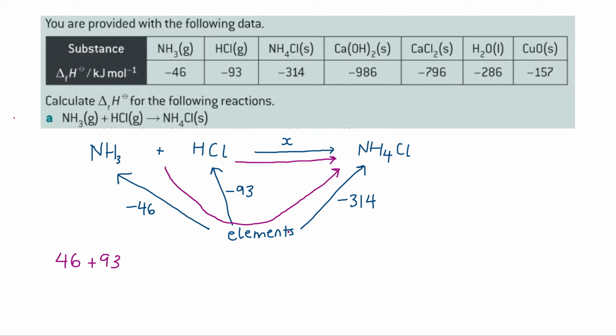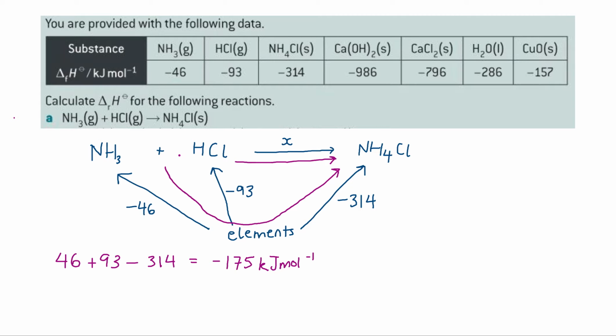From my elements, I now want to get to my product over here. So I'm going to go in the same direction as this blue arrow here. If I'm going in the same direction, the sign of this stays the same. So that is minus 314. If I plug that into my calculator exactly how it is, that gives me a value of minus 175 kilojoules per mole. So this route over here is minus 175 kilojoules per mole.